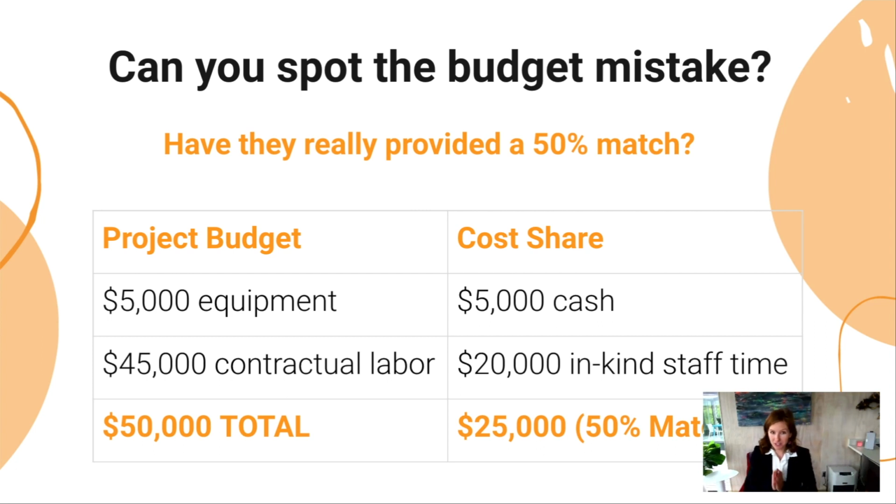So this is a very confusing area that a lot of people get hung up in terms of how to manage what they list in cost share. So I want to just run through this budget and see if you guys can figure out what's going on. So project budget, let's say they have $5,000 of equipment costs, $45,000 of contractual labor, and their total budget is $50,000. And then in the cost share tab, they're saying, okay, we're going to put in $5,000 cash and $20,000 of in-kind staff time, which technically would be cash value staff time, I just realized. But anyway, so that is $25,000 of cost share, and they believe that they are providing a 50% match. Can you spot the mistake?